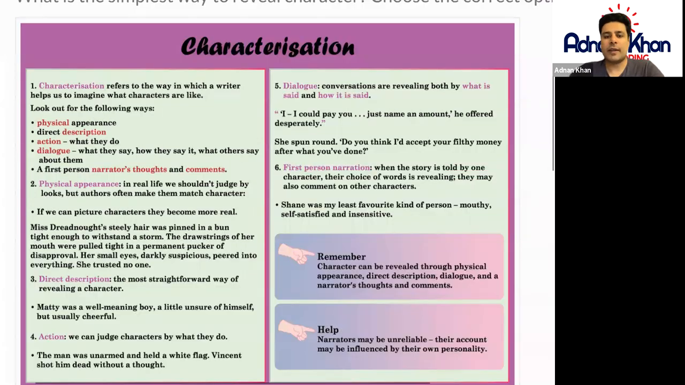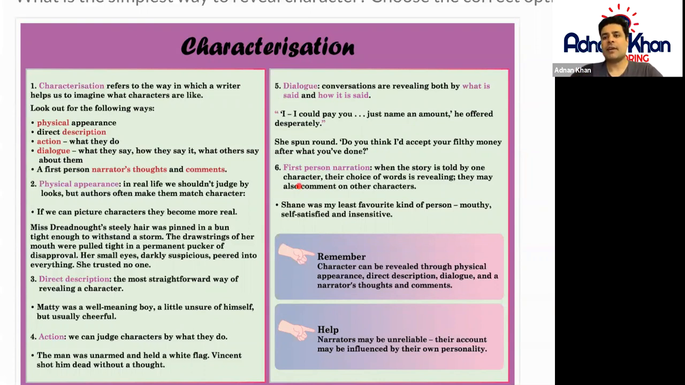Let's look at point number 5 here. Point number 5 within characterization refers to dialogue. So conversations are revealing both by what is said and how it is said. So for example, I could pay you, just name an amount, he offered desperately. She spun round. Do you think I'd accept your filthy money after what you've done? So this is a dialogue of a script in a play, or probably in a movie or in a book. And from this dialogue, it reveals a lot about what somebody said and how they said it. And it gives you an idea of their characterization.